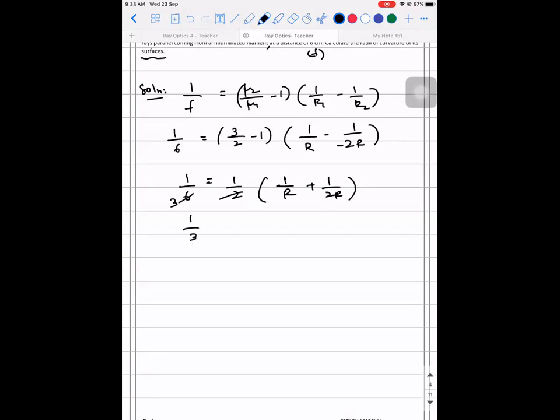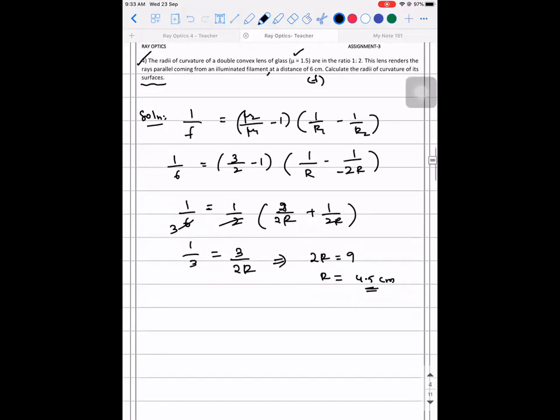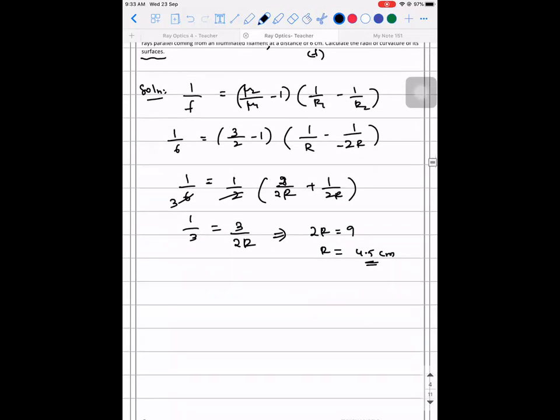Cancels 3 times. So 1 by 3 is equal to, multiply and divide with 2, 3 by 2R, which implies 2R is equal to 9. R will be how much? 4.5. Answer is not given. So R is 4.5 centimeter. That is nothing but R1. Then how much is R2? It will be 9 centimeter. Clear?